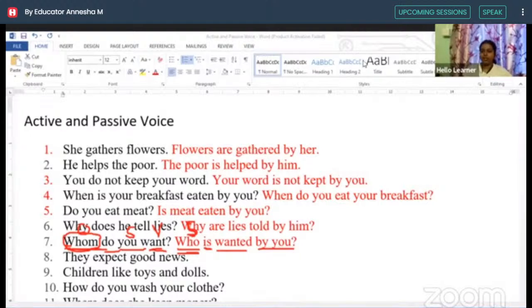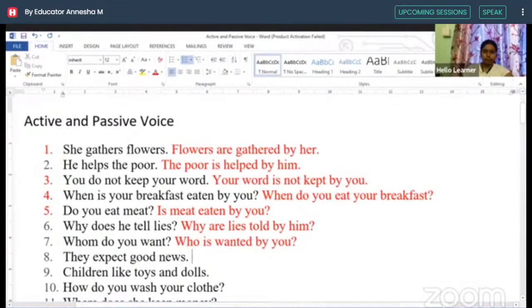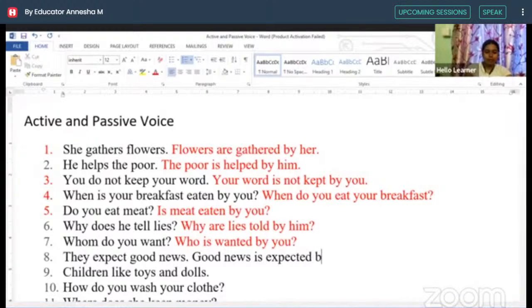Okay, let's try the next one then. Raghavendra, would you like to try the next one? They expect good news. Yes, ma'am. Tell me. Good news is expected by them. Very good. Good news is expected by them. Absolutely correct. Yes. Next, after Raghavendra, Shivani, would you like to try the next one?